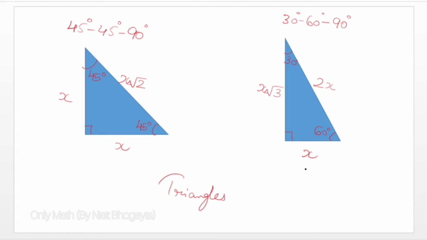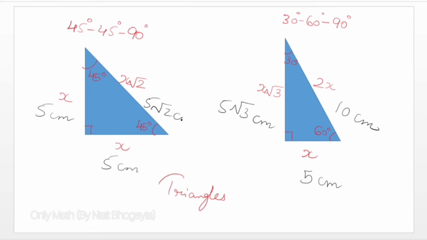Like if you have a side opposite to 30 degrees as, let's say, 5 centimeters, so automatically this will become 2 times x, which is 10 centimeters, and again this will become 5 root 3, right? Because it's x times root 3. Our x is 5 centimeters, so it will become 5 root 3 centimeters. In this case, let's say our x is 5 centimeters again. So again this side will become 5 centimeters and this side will become 5 root 2 centimeters. These are the things we have now.